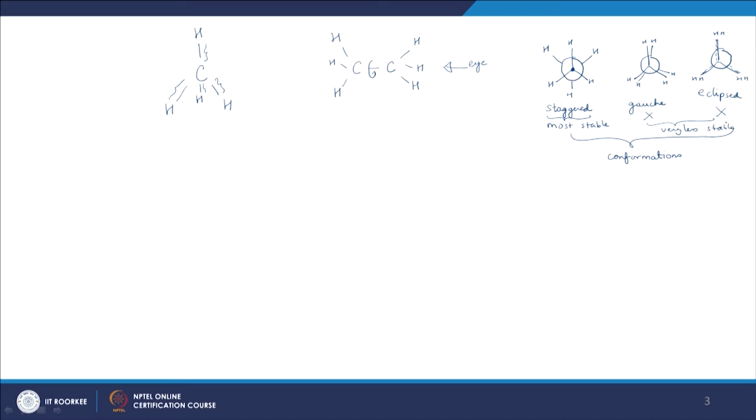Okay. But having said that, there is a possibility of 3 conformations. 2 of them have much higher energy compared to the third one, and that is the reason why we always see the staggered conformation, right.